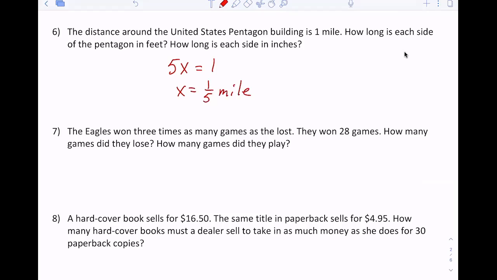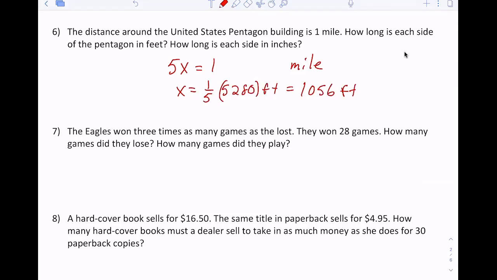Now, here we go. 1 mile. Now, please watch. I'm replacing the 1 mile with how many feet? 5,280. So now we're taking 5,280, multiplying it by 1/5. All right, and somebody tell me what that is. That's what you have a calculator for. 1,056 feet. That's the length of one side of the Pentagon.